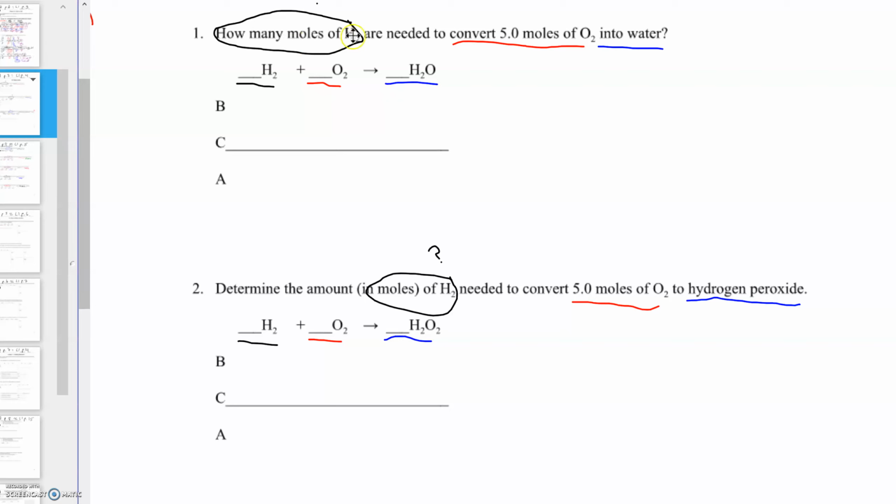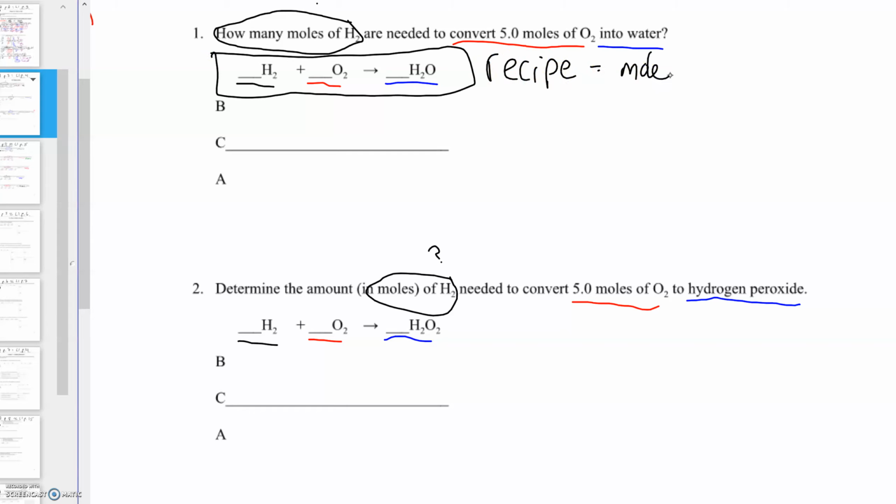It says, how many moles of H2 are needed to convert 5 moles of oxygen into water? I'm going to go through and try to color code, that way you'll see what everything corresponds to and how the factor labeling cancels out. But the first thing you have to notice is that our recipe right here, our balanced chemical equation, is not balanced. We need to make sure it's balanced first. So remember, this is like our recipe, and this is where we get the mole ratios from. This right here, this is where we get the coefficients from.